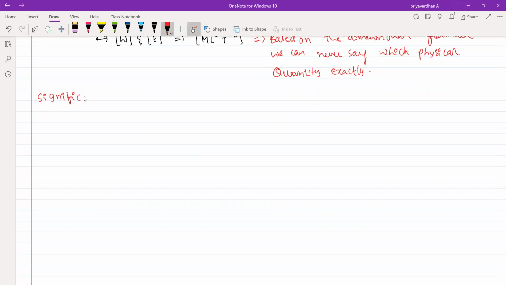Significant figures is the easiest topic. In chemistry too, in 11th or 12th you will get it, isn't it? The very first chapters, the beginning chapters, you are going to get it. Now, what do I mean by significant figures?